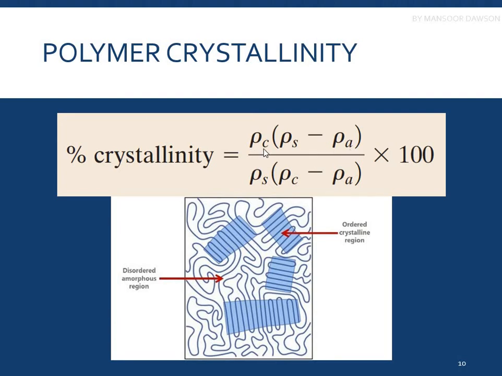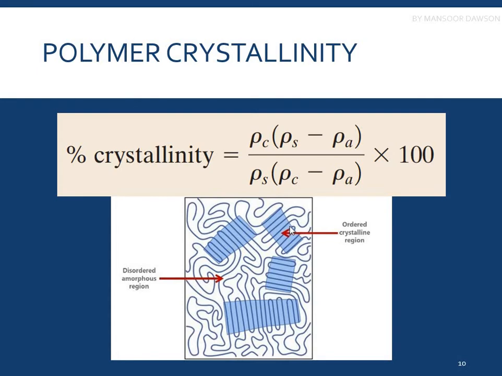Rho C is the density of the crystalline region, rho S is the density of the whole solid, the whole polymer, and rho A is the density of the amorphous region. If you put these in the formula, you can get the percentage crystallinity of the polymer. As you can see in this diagram, the disordered region is the amorphous region, and the arranged, ordered region is the crystalline region.